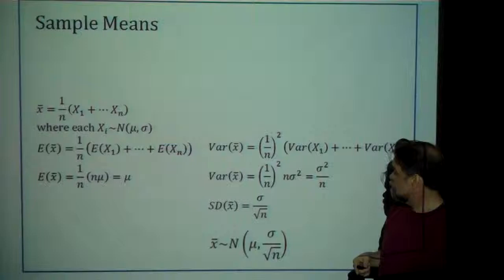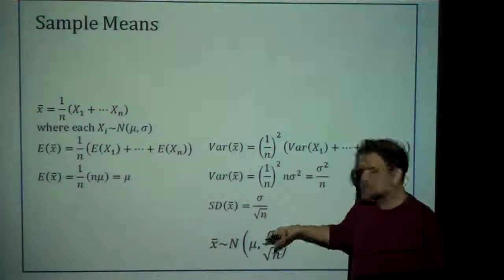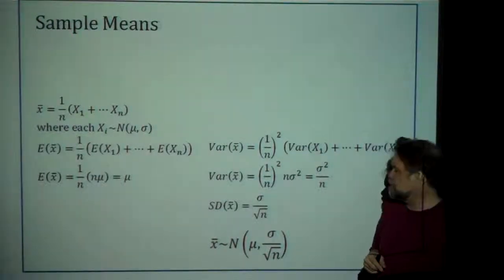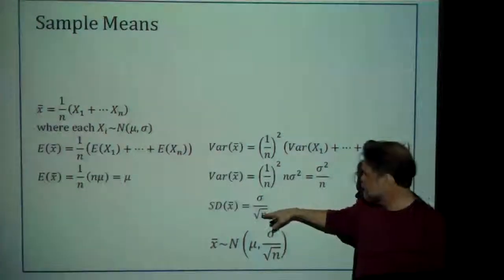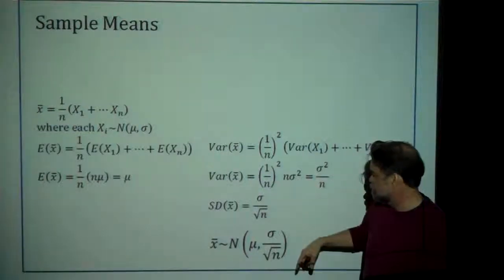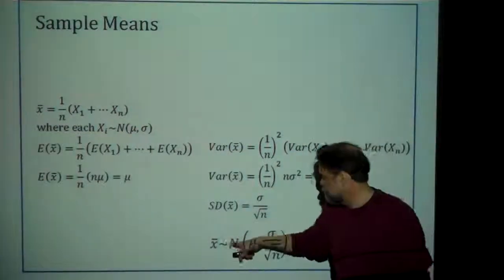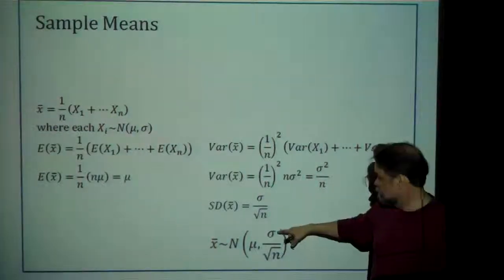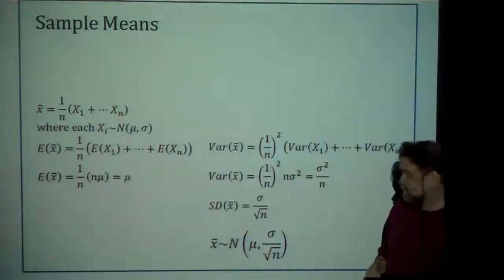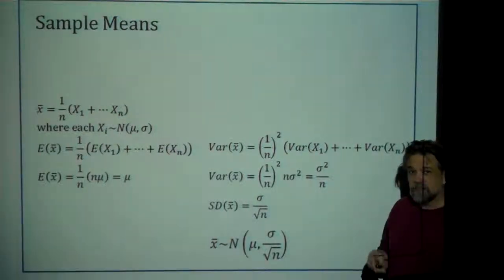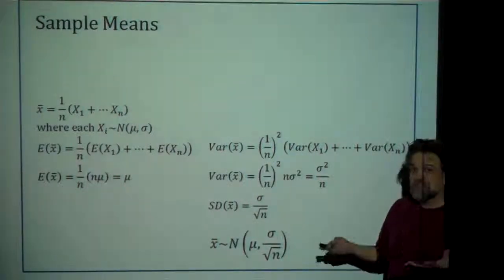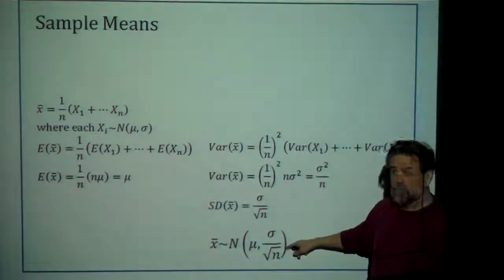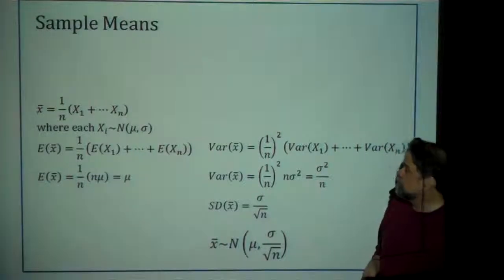And that just means that the standard deviation is going to be sigma over the square root of N. It's a little analogous to our sample proportion. Okay? The standard deviation is sigma over the square root of N. And that means X bar is normally distributed with a mean of mu and a standard deviation of sigma over the square root of N. Okay? So basically, the distribution of X bar is really similar to the distribution of X. It's just that your standard deviation got smaller by a factor of square root of N.